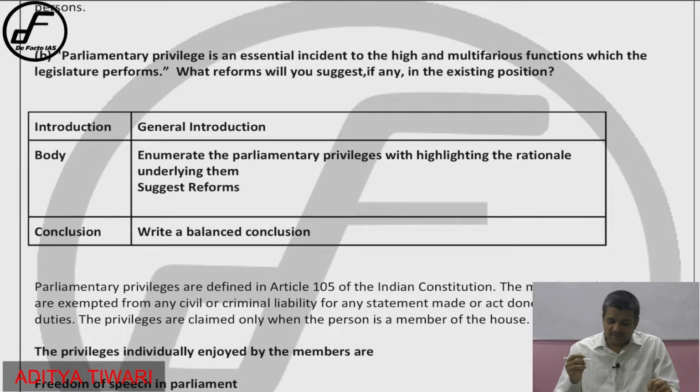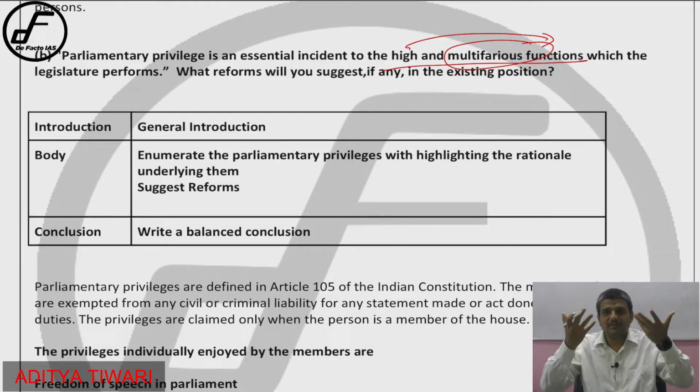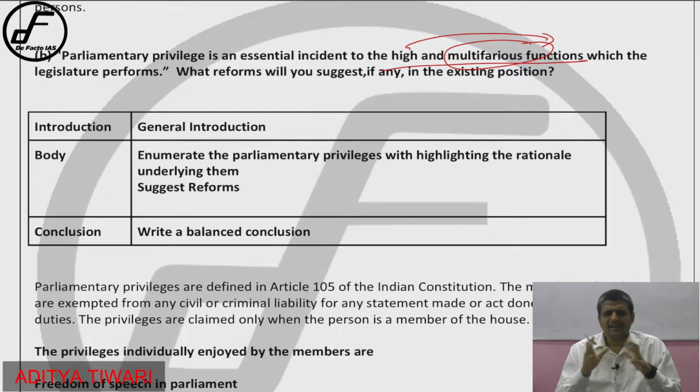Parliamentary privilege is an essential incident to high and multifarious functions. Multifarious means democratic, and high means it is considered a good function, or high in the sense that out of all functions, making law is one of the very good functions. The same argument applies to the judiciary as well. Why do we have contempt power of the judiciary? So that its majesty could be saved, or maintained.